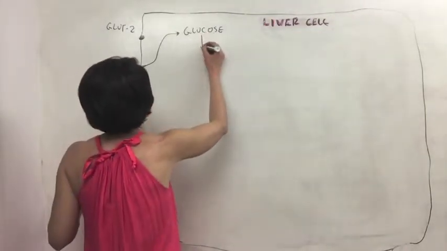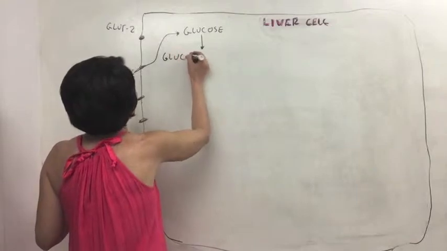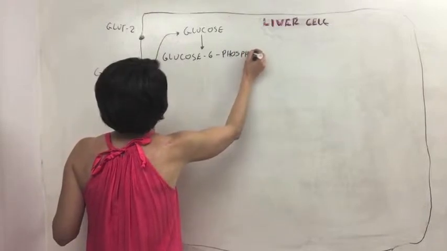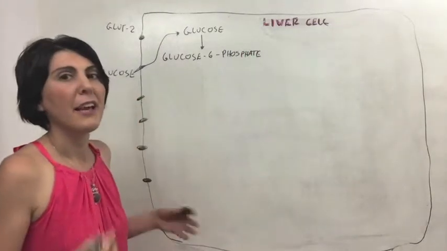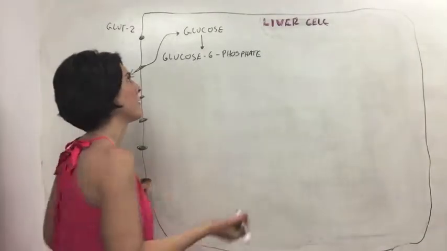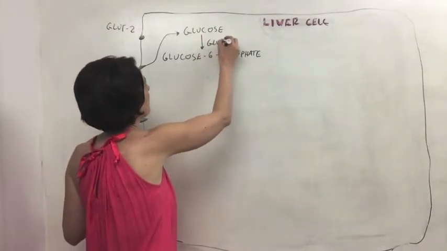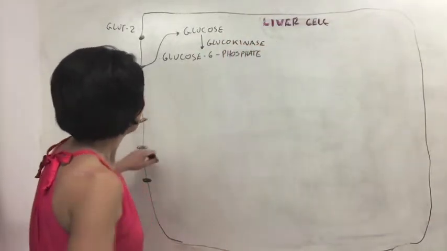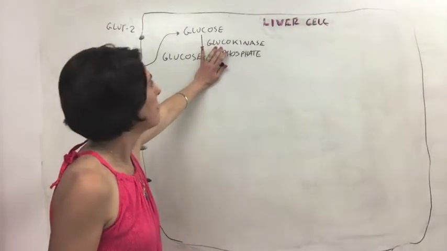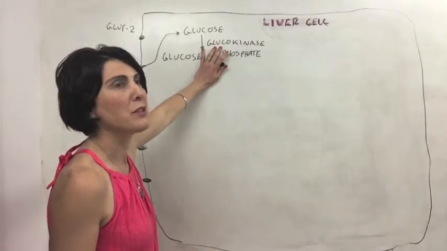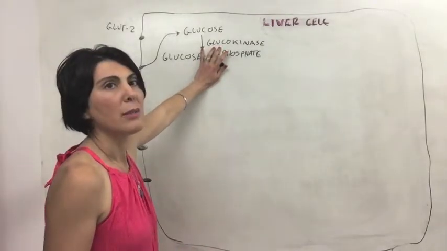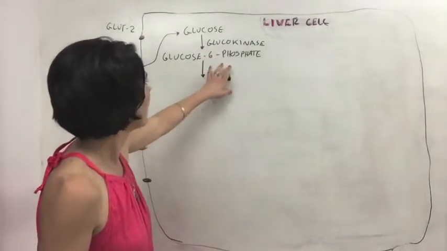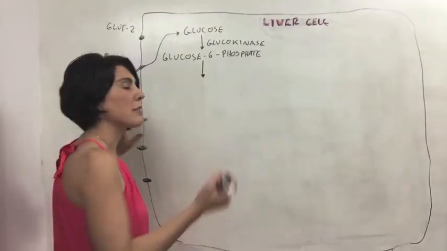So we go here, so glucose 6-phosphate is generated, and this is catalyzed by the enzyme glucokinase. Glucokinase is regulated by insulin. So in the absence of insulin, this enzyme is not going to be available. Glucose 6-phosphate is then converted to fructose 6-phosphate.